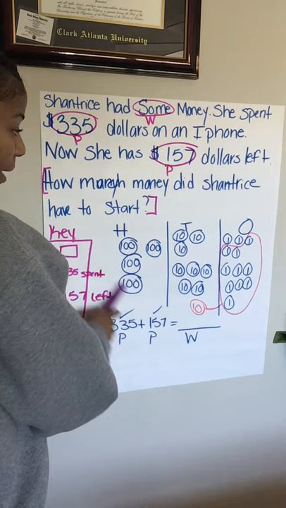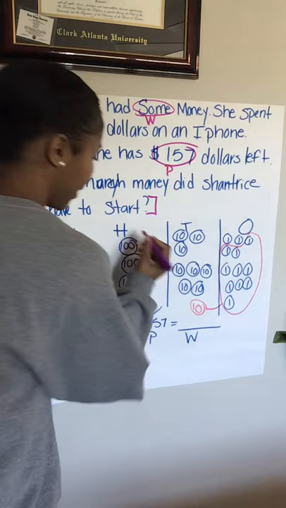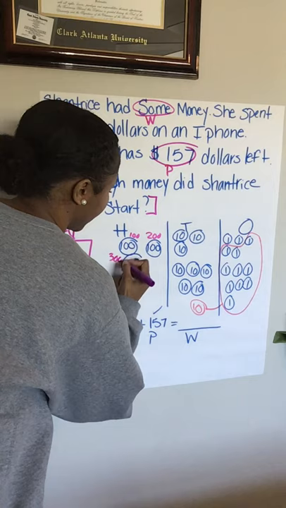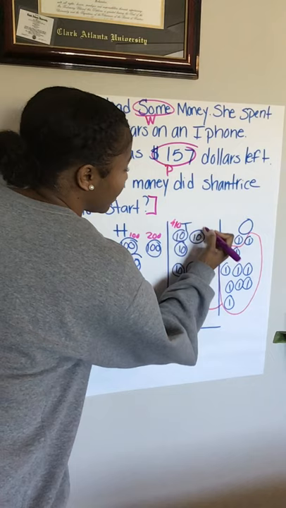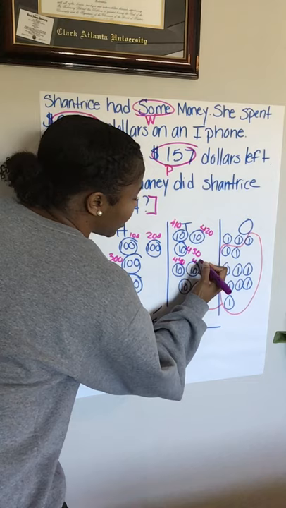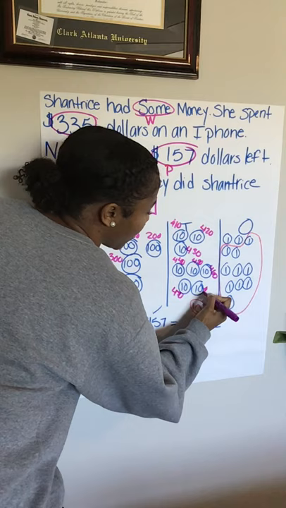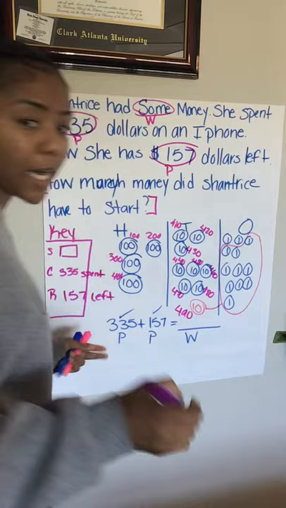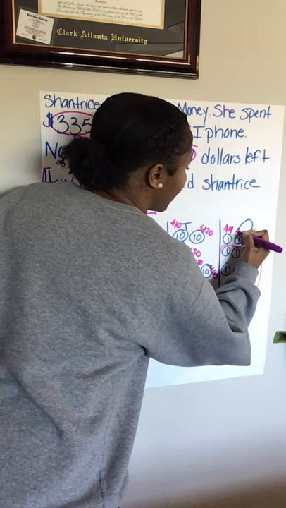Here I go. Watch me label as I go. 100. 200. 300. 400. Switch. 410. 420. 430. 440. 450. 460. 470. 480. And then 490. I'm not done yet. Switch. 491. 492. So my whole was 492.